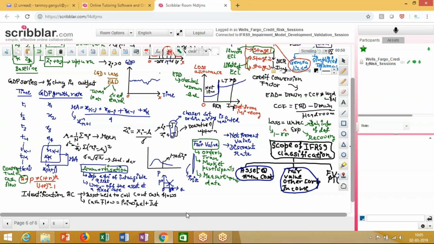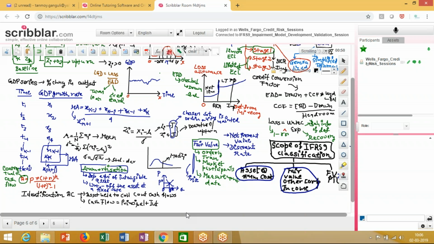After that is done, once the classification is done, we go on to calculate the impairments accordingly. That's the way we generally tend to work.